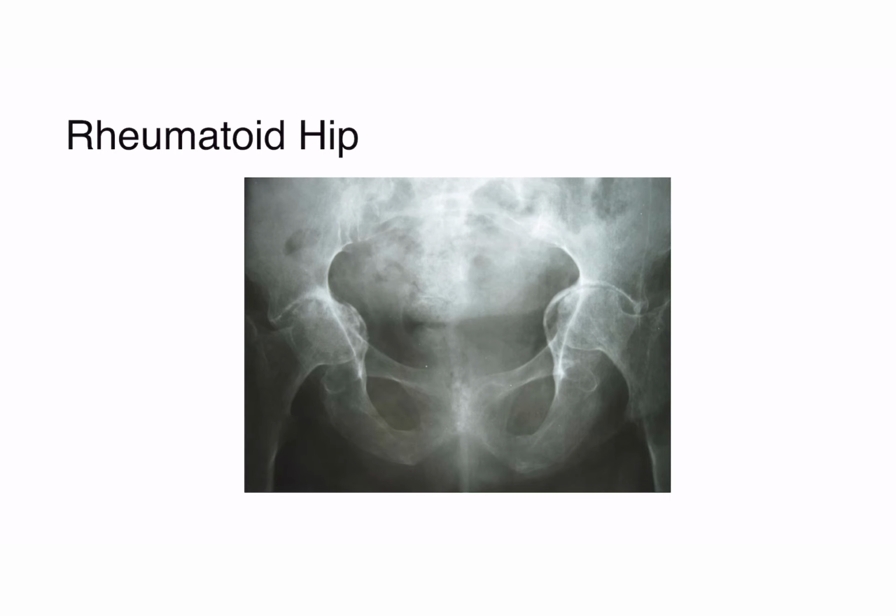Rheumatoid hip: one of the classical questions that can be tested related to rheumatoid hip is protrusio acetabuli. So you see this acetabulum is protruding into the pelvis. This we call protrusio acetabuli, or otto pelvis.